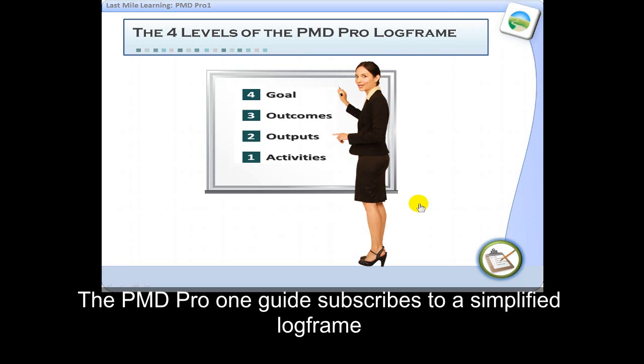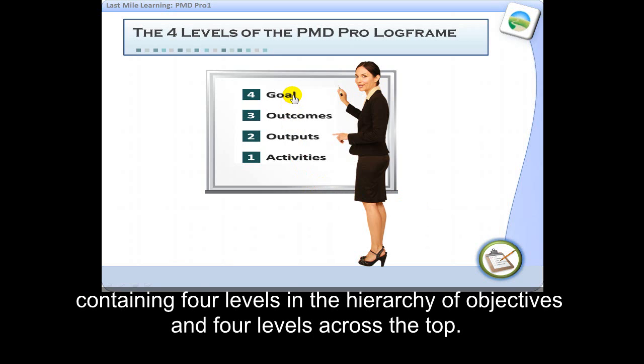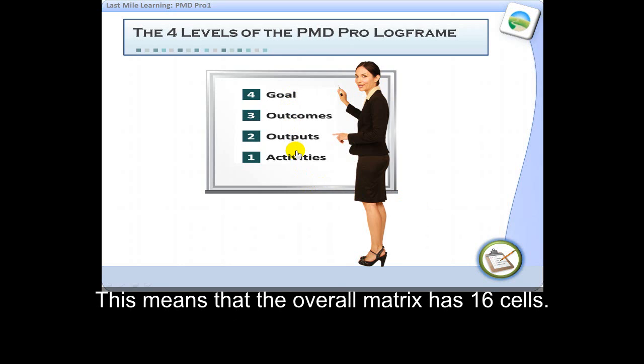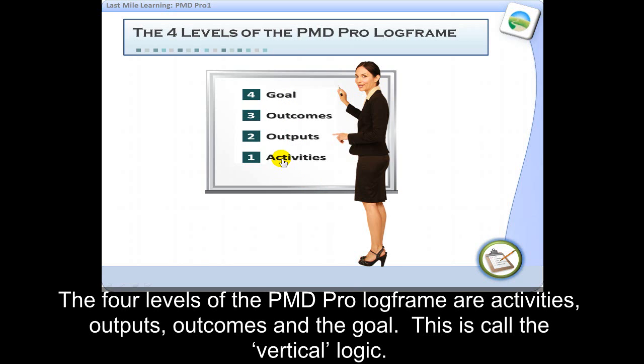The PMD Pro guide subscribes to a simplified log frame containing 4 levels in the hierarchy of objectives and 4 levels across the top. This means that the overall matrix has 16 cells. The 4 levels of the PMD Pro log frame are activities, outputs, outcomes, and goal. This is called the vertical logic.